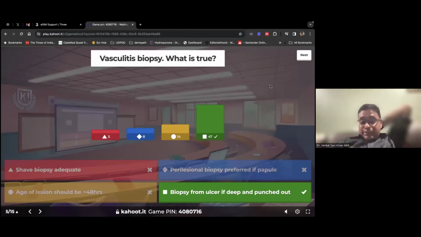I've just realized actually, I should have said center of the lesion, but of all the options given, that is still the right answer. And most of you have got it right. Shave biopsy is inadequate because if you're doing a shave biopsy, you're missing the deeper vessels. Perilesion biopsy is not preferred because you're again missing the diagnosis. You should take a biopsy from the actual papule. The age of the lesion should be less than 48 hours. It should not be greater than 48 hours.